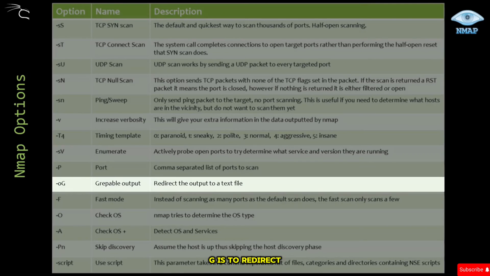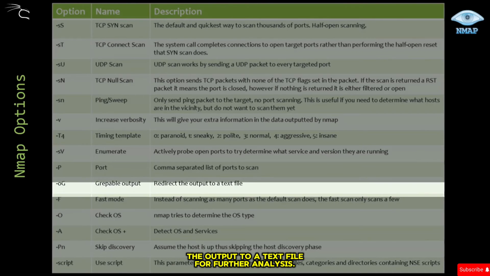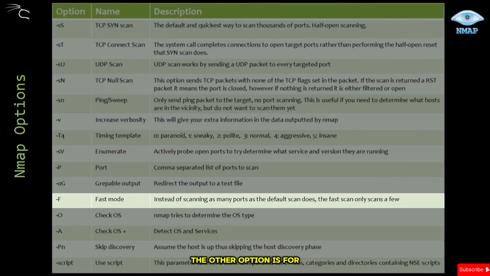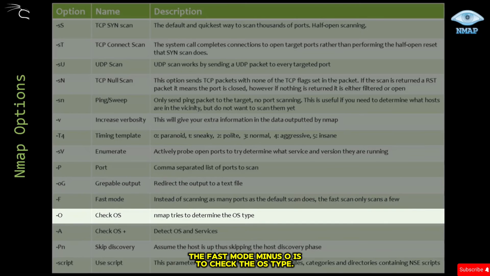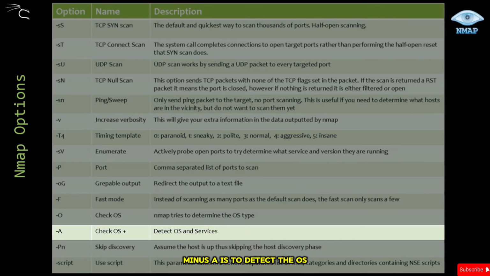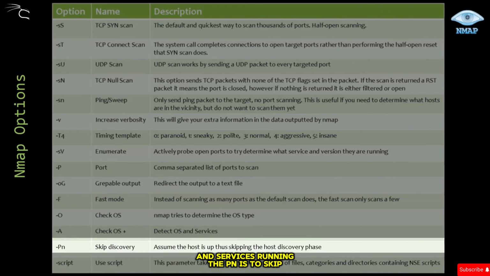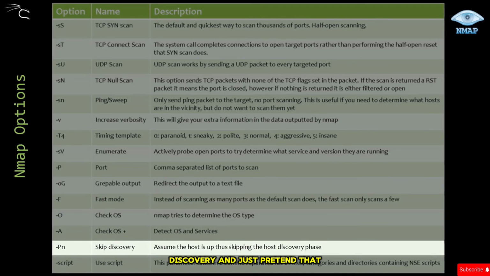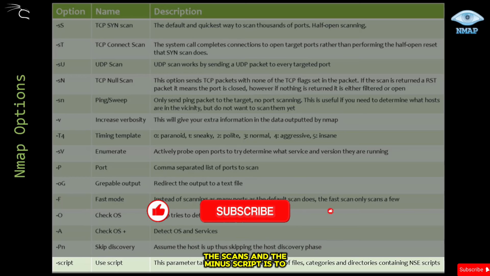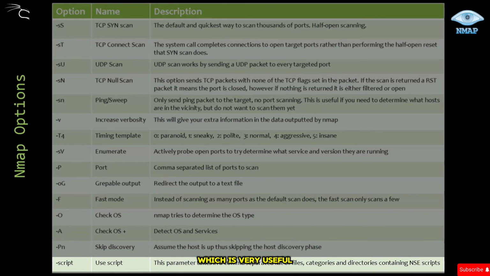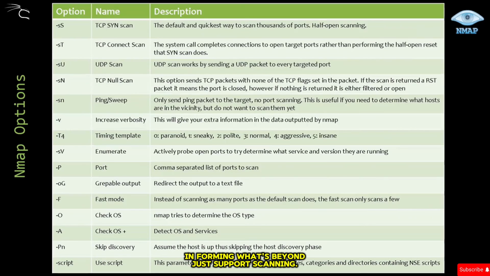-oG is to redirect the output to a text file for further analysis. The -F option is for the fast mode. -O is to check the OS type. -A is to detect the OS and services running. The -Pn is to skip discovery and just pretend that the host is up and running and implement the scans. And the --script is to inject the Nmap Scripting Engine, which is very useful in performing what's beyond just port scanning.